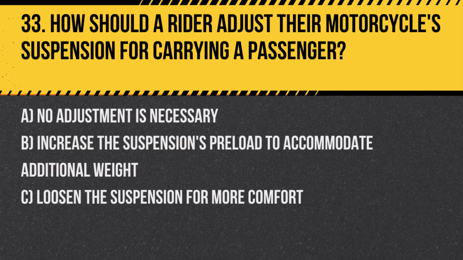Question 33. How should a rider adjust their motorcycle suspension for carrying a passenger? A. No adjustment is necessary. B. Increase the suspension's preload to accommodate additional weight. C. Loosen the suspension for more comfort. Answer. B. Increase the suspension's preload to accommodate additional weight. This adjustment ensures the motorcycle handles properly with the extra load.